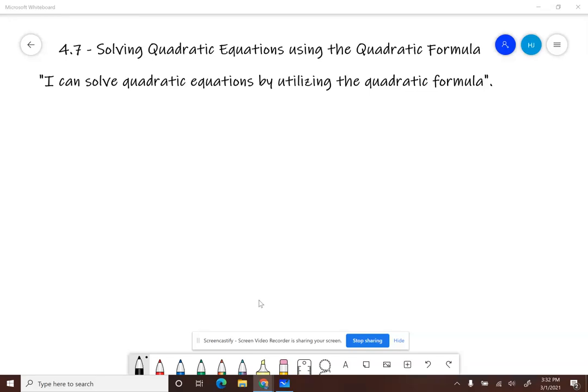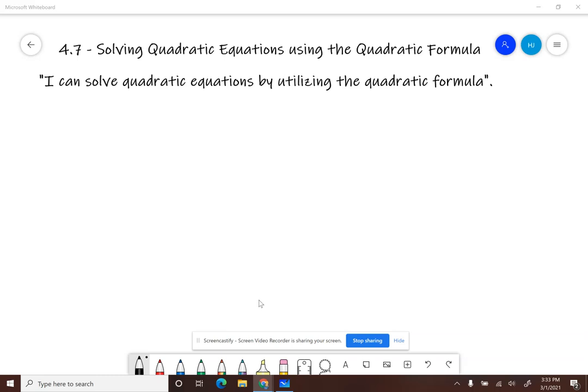All right, guys, today we're moving on to the last method we're going to be using for solving quadratic equations, and we've kind of saved the best for last. I'll go ahead and tell you, the other methods that we have used can only be used in certain situations. For example, if a quadratic function or equation is factorable, then you could use factoring.